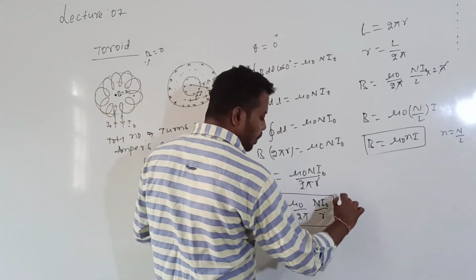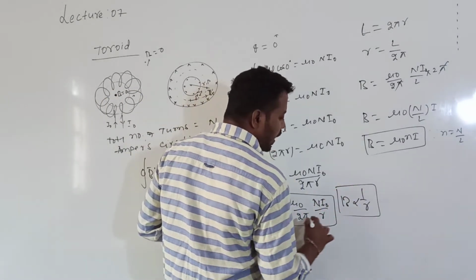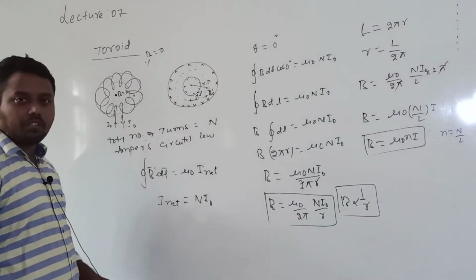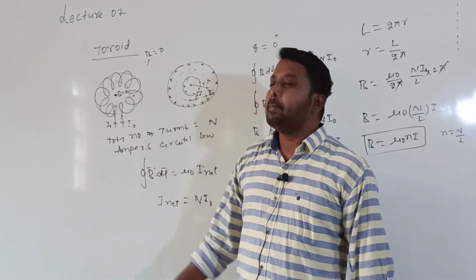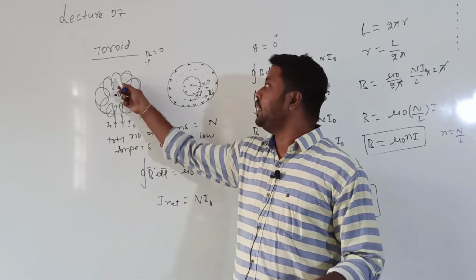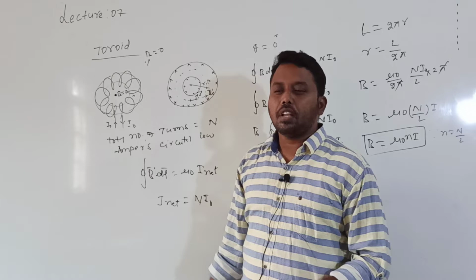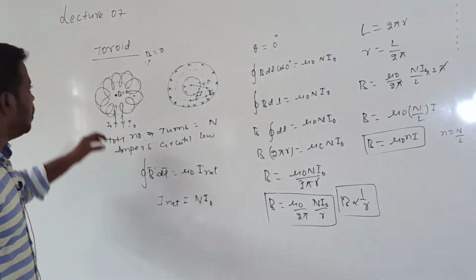So B is inversely proportional to R. When you move away from the center, what happens to the magnetic field induction value? It is 0. Magnetic field induction is 0 inside the toroid, and 0 outside the toroid. So magnetic field induction will be present only on the toroid itself. Okay? So this is the expression for magnetic field induction due to a toroid.